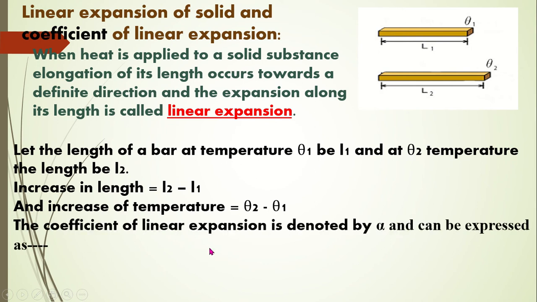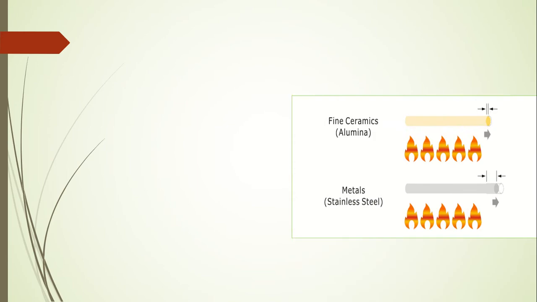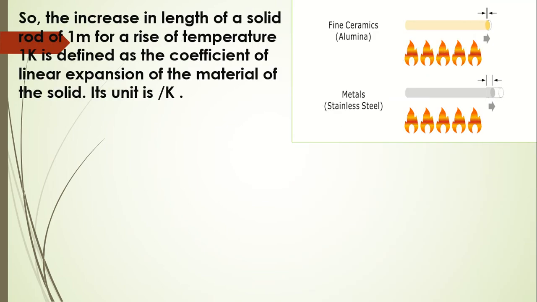The coefficient of linear expansion is denoted by alpha and can be expressed as this equation, alpha equal to (L2 minus L1) by L1 into (theta 2 minus theta 1). It means increase in length divided by initial length into increase in temperature. So what should be the unit of coefficient of linear expansion? I think you can calculate it. Its unit will be per Kelvin. Here in the figure, you can see the length of the solid bar is increasing due to the application of heat.